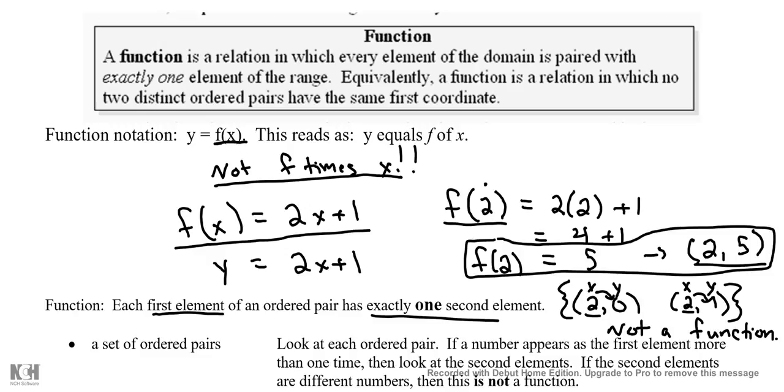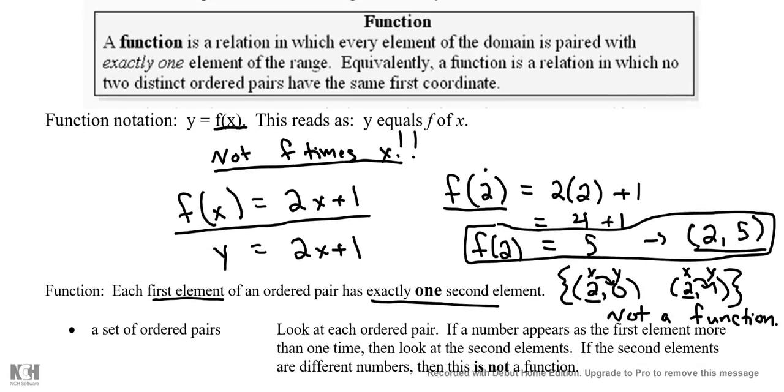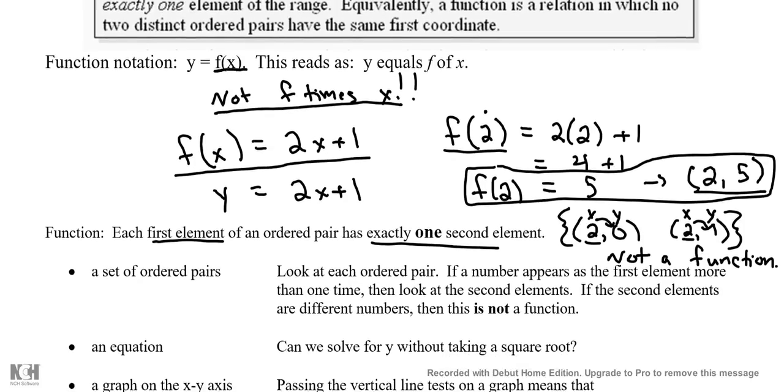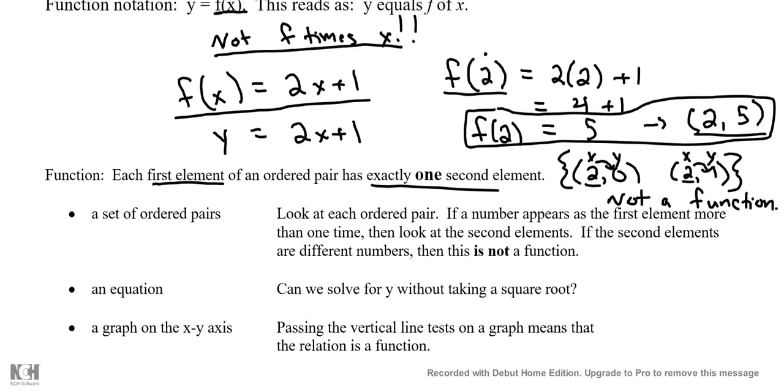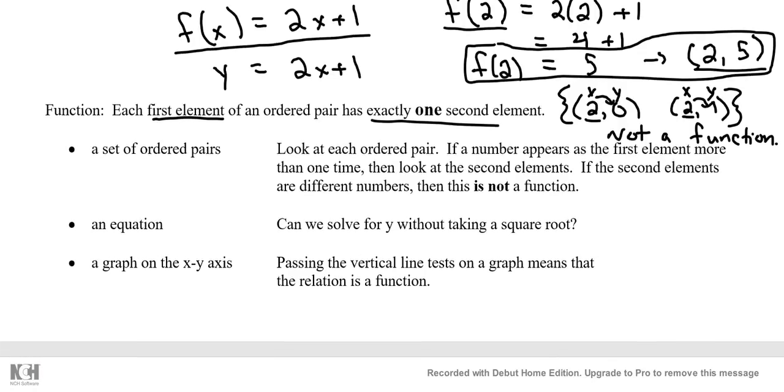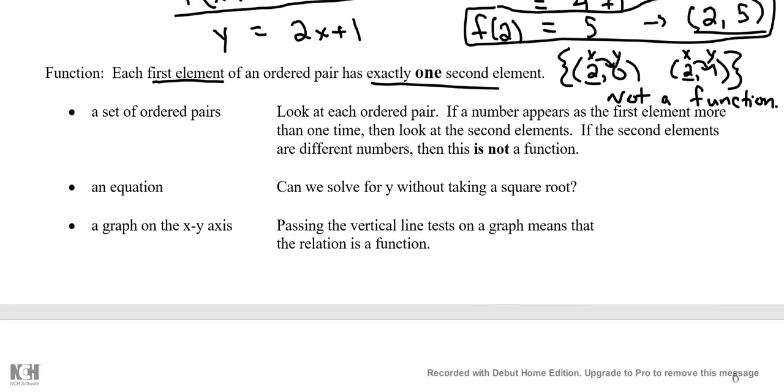So when we are trying to determine whether or not a relation is a function, we could run into one of three possibilities. Our relation could be written as a set of ordered pairs, in which case we just look at each ordered pair and make sure that if the number that appears as the first element happens more than once, its second elements are not different. If the second elements are different, then it's not a function. And that's an odd description, I know, but we'll see what that means when we get into some examples.